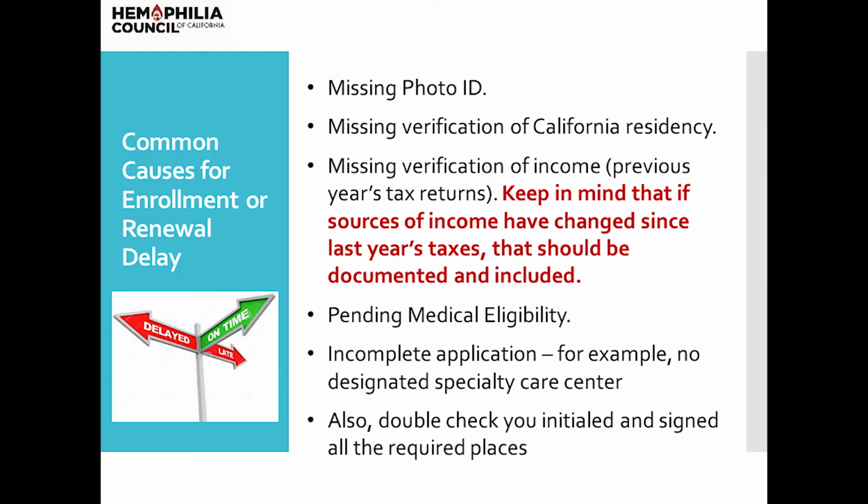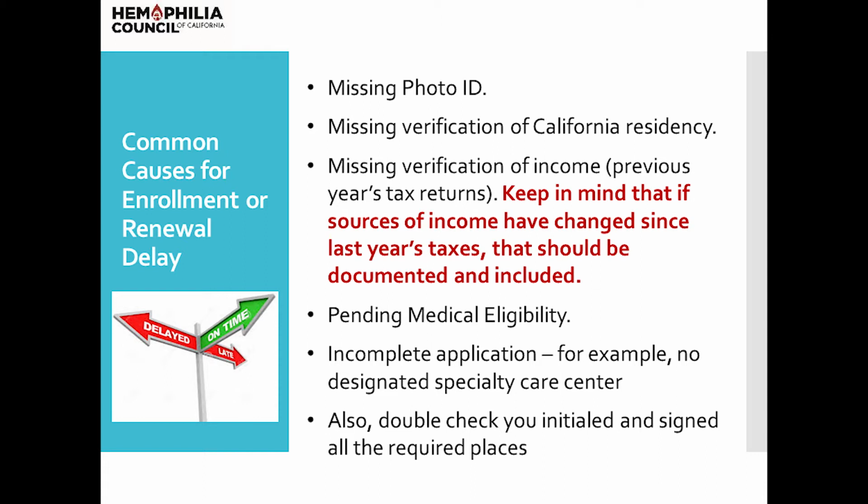So what are some of the common causes for enrollment or renewal delay? One of the items is a missing photo ID. You've got to have a picture ID that shows your address. You have to be able to provide the verification of your California residency status. And as I mentioned on the last slide, that's usually a utility bill or something that shows that you live at that current address.